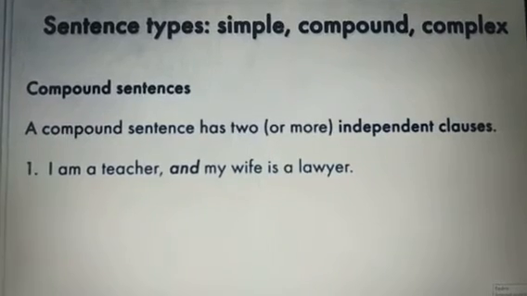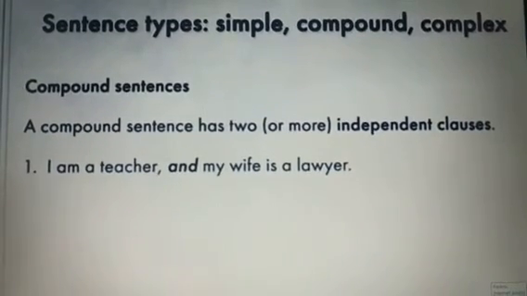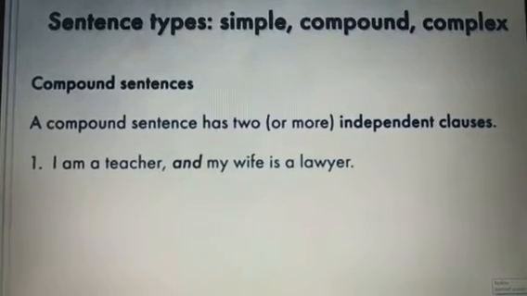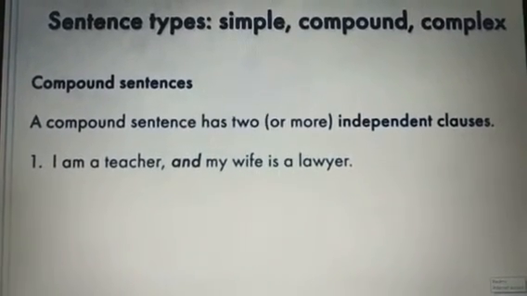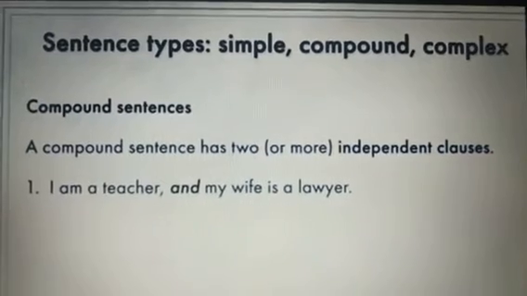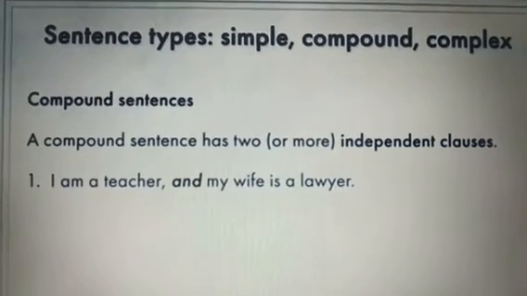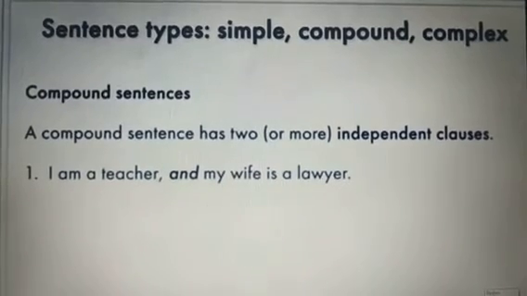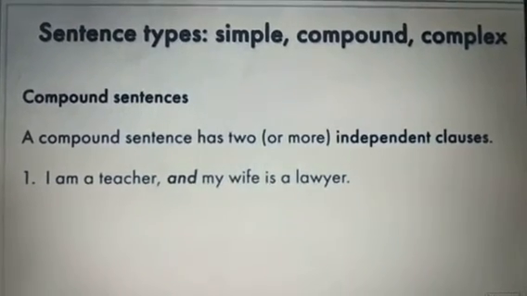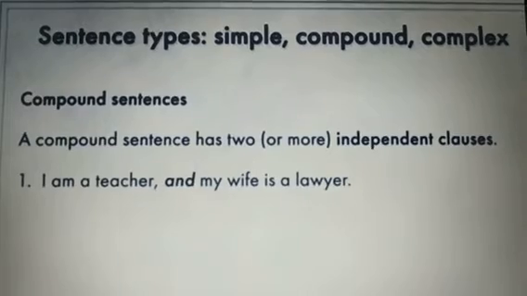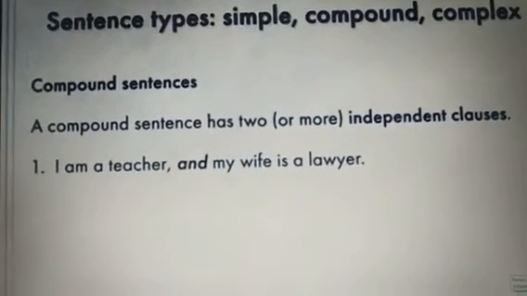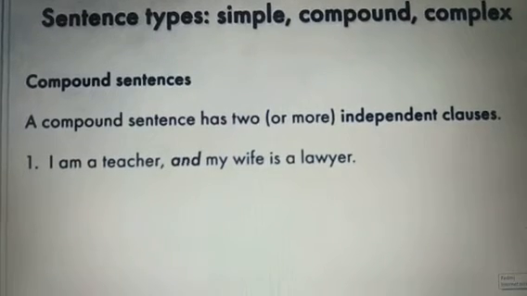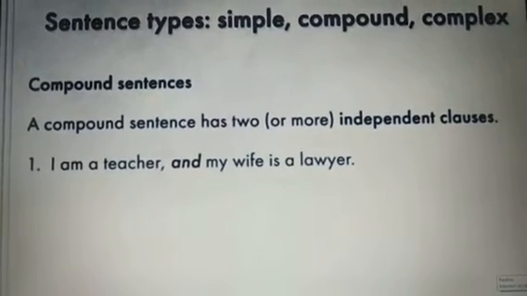So what is a compound sentence? Well, a compound sentence is just a sentence that has two independent clauses. We saw that a simple sentence has just one clause, but a compound sentence has two or sometimes more independent clauses. Take a look at this example. I am a teacher. My wife is a lawyer. So what we have here is two separate independent clauses or simple sentences. And the problem with this is that it sounds choppy and disconnected when we say it like that.